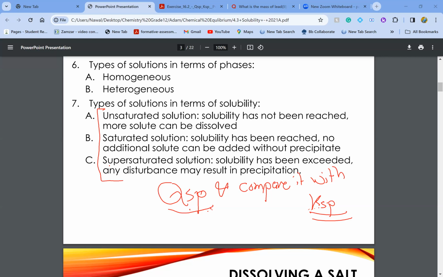So this is what we mean by saturated, supersaturated, and unsaturated. Unsaturated means, like those people who are on a diet, they use a very little quantity of sugar in their cup.